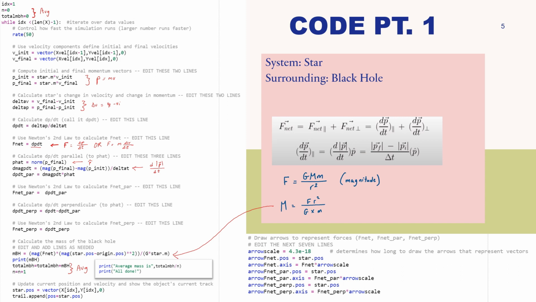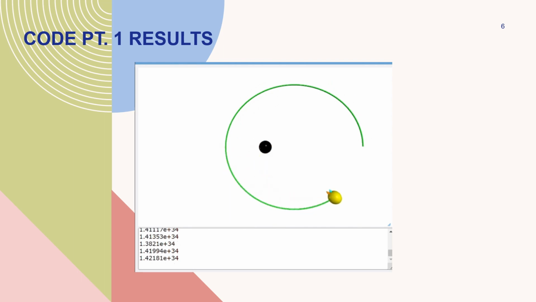Here's my arrow scale. We used trial and error until we found the arrow scale fitting for the results. And here are the results for part 1. We found the average mass to be 1.41e34.